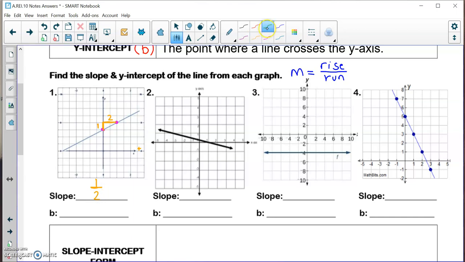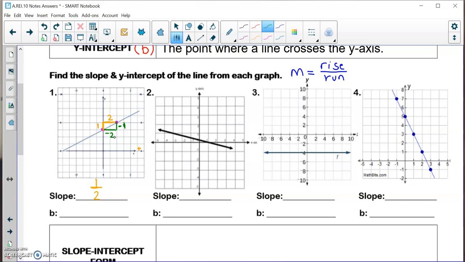So my slope is my rise, which was 1, over my run, which was 2. I'm going to show you if you did start at the top point, you would still get the same slope, because I would need to go down 1, which would be a negative 1, to get even with my bottom point. And then I would need to go over 2 to the left, which would be going over negative 2. And a negative 1 divided by a negative 2 still gets you that positive 1/2 slope.